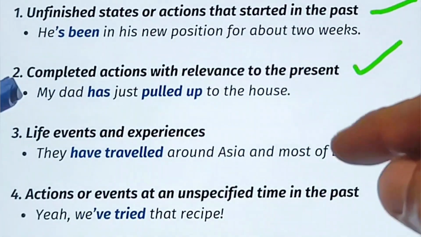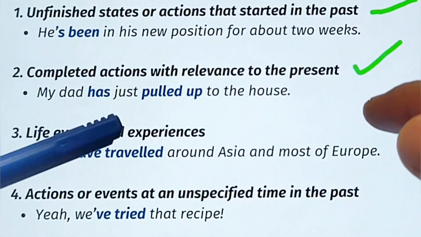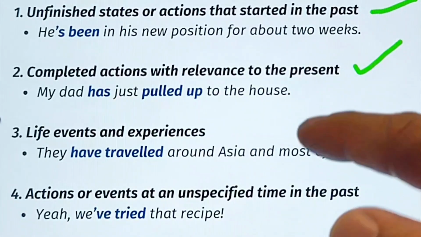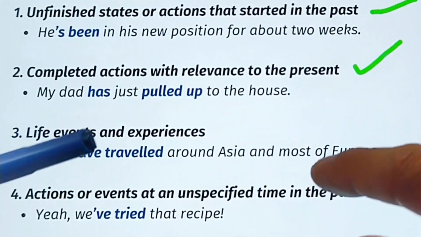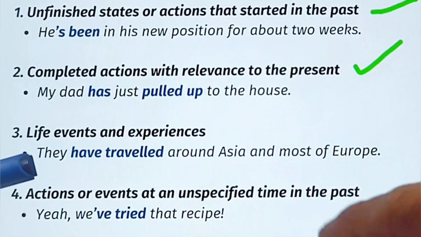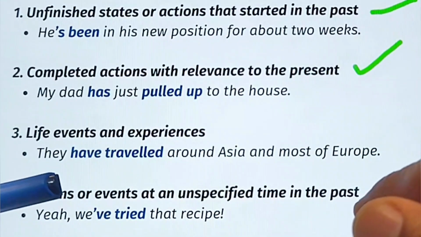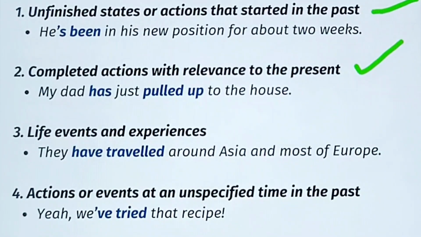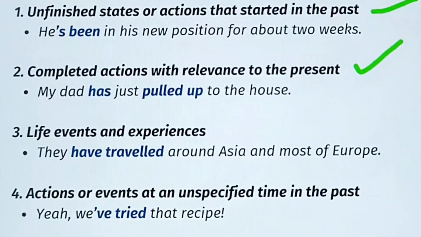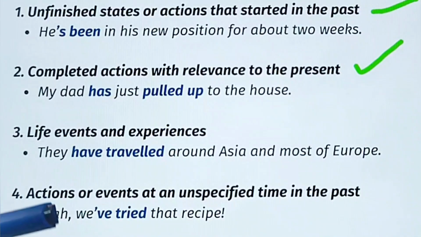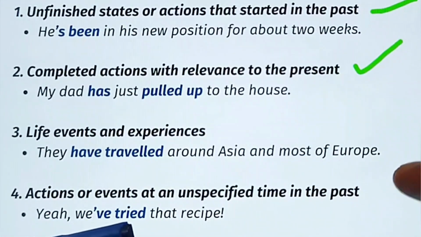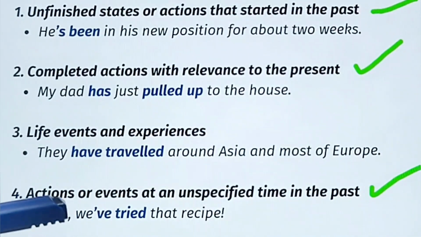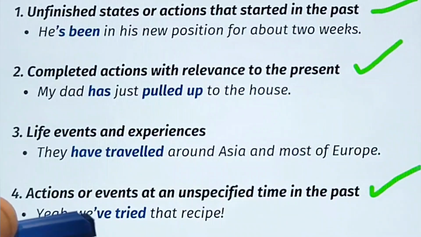And next we use it for completed action with relevance to the present. For example, my dad has just pulled up to the house. We use present perfect simple tense for life events and experiences. For example, they have traveled around Asia and most of Europe. And we use present perfect simple tense for action or events at an unspecified time in the past. For example, yeah, we have tried that recipe.